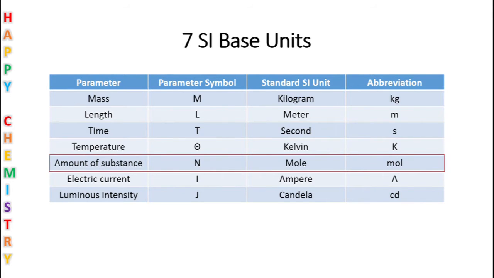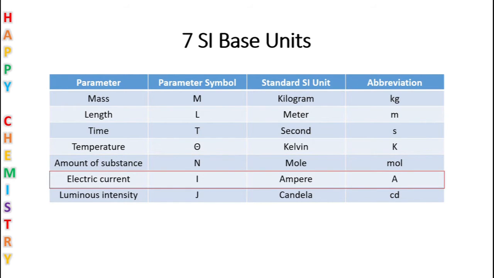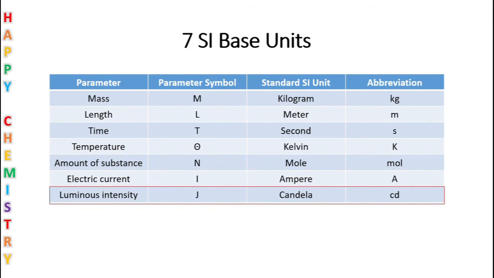Fifth parameter is amount of substance, which is denoted by capital N. Standard unit is mole, which is abbreviated by simple letters mol. Sixth parameter is electric current, which is denoted by capital I. Standard unit is ampere, which is abbreviated by capital A. The seventh parameter is luminous intensity, which is denoted by capital J. Standard unit is candela, which is abbreviated by simple letters cd.